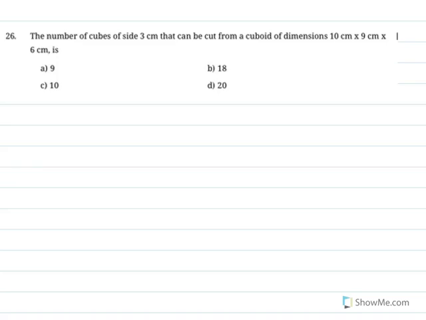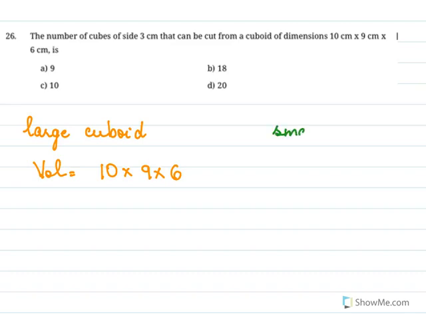The number of cubes of side 3 centimeters that can be cut from a cuboid of dimensions 10 centimeters by 9 centimeters by 6 centimeters is. So here we have a large cuboid. And the volume of this large cuboid is 10 by 9 by 6. And this large cuboid is cut into small cubes.